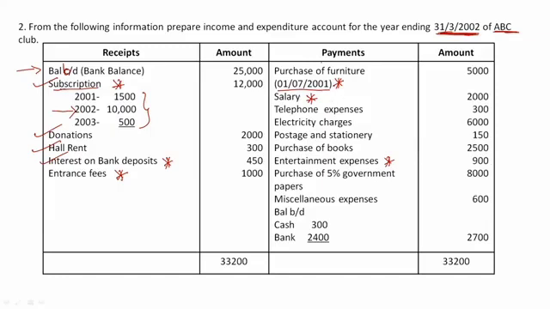Remember, whatever information is given in the question, everything is important. There is a date given, there is a percentage given. They are not given without reason. There is a purpose for everything which is given in the question, right?